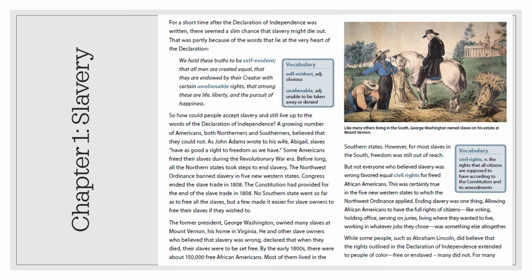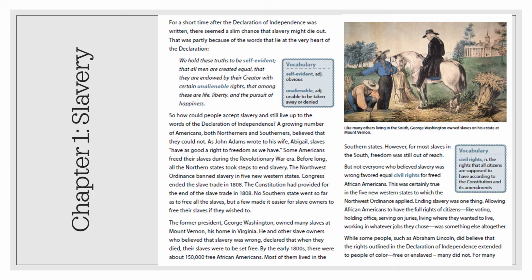The former president, George Washington, owned many slaves at Mount Vernon, his home in Virginia. He and other slave owners who believed that slavery was wrong declared that when they died, their slaves were to be set free. By the early 1800s, there were about 150,000 free African Americans. Most of them lived in the southern states. However, for most slaves in the South, freedom was still out of reach.